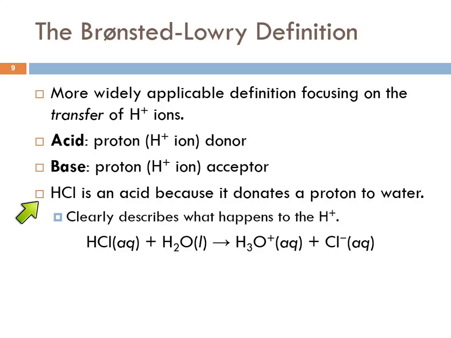So we would say by Bronsted-Lowry definition, HCl is an acid because it donates a proton to water. We would write it this way: HCl aqueous plus water forms H3O+ and Cl-. And so this hydrogen ion, this proton, has been donated by the HCl to the water molecule. And this is the result. Any questions?